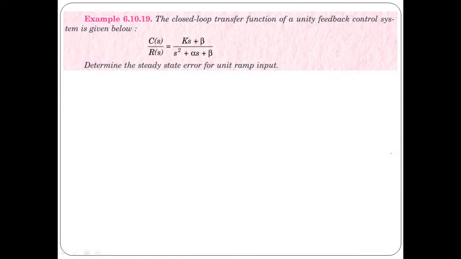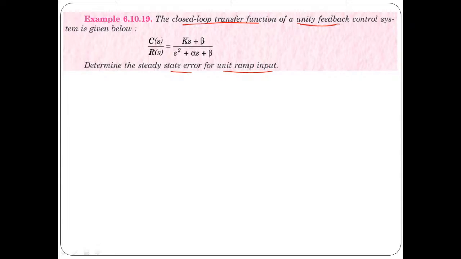Now let us try to solve this numerical. In this numerical, the statement is: the closed loop transfer function of a unity feedback control system is given below. So C of s by R of s is nothing but (Ks plus beta) whole divided by (s square plus As plus beta). And here our objective is to determine the value of steady state error for a unit ramp input.